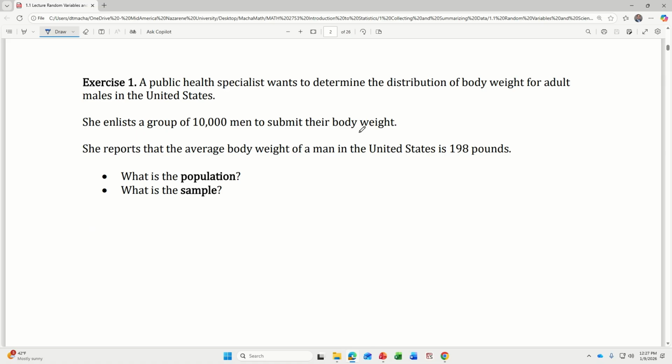Exercise 1 says, a public health specialist wants to determine the distribution of body weight for adult males in the US. She enlists a group of 10,000 men to submit their body weight. She reports that the average body weight of a man in the United States is 198 pounds. In this example, what's the population, Maribel? It is. Okay. What is the sample? Anybody? 10,000. Yeah, just the 10,000, right? It's the subset that we actually measured. Yep.